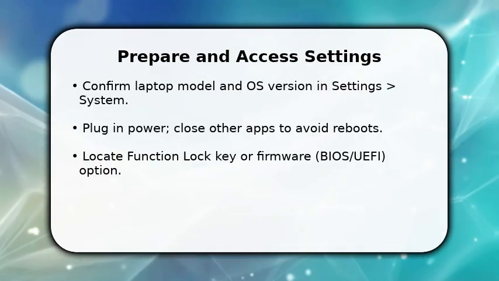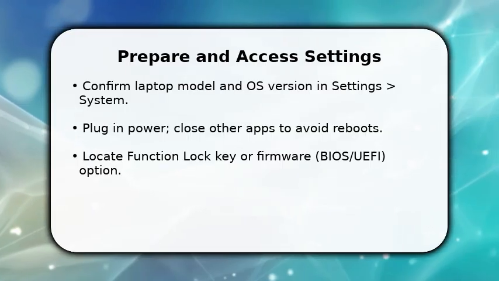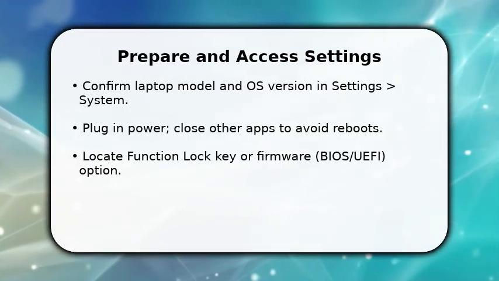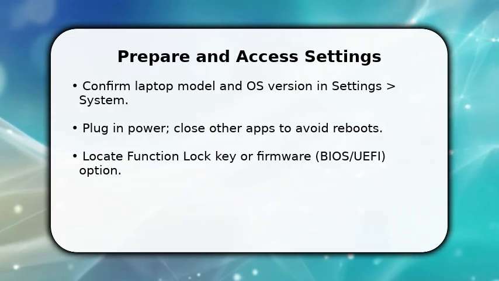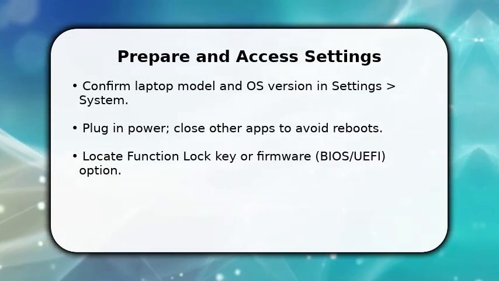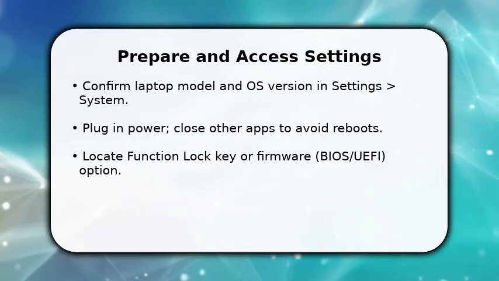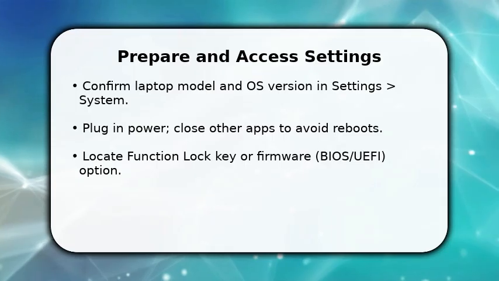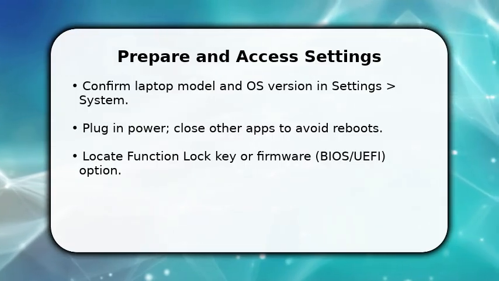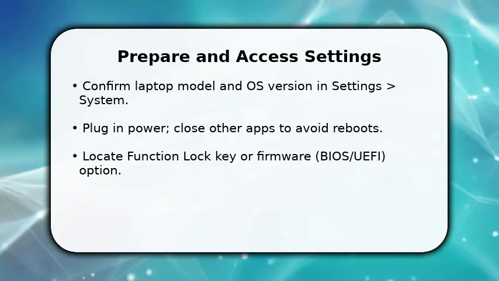You start by checking your laptop model and operating system so you know which menus to use. Once done, plug in the charger and close background apps to prevent interruptions. Next, find the function lock key on the keyboard, often labeled FN lock, a padlock, or integrated with ESC. If that key isn't present, you will open BIOS or UEFI.